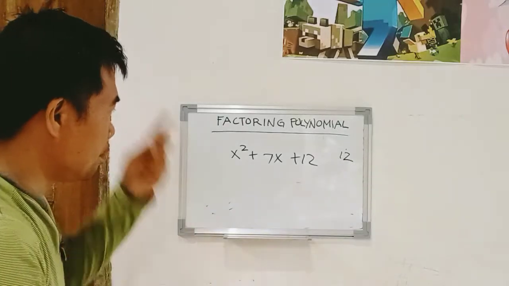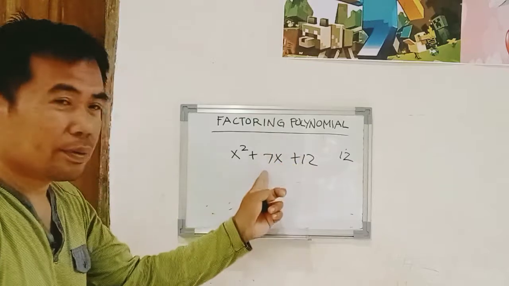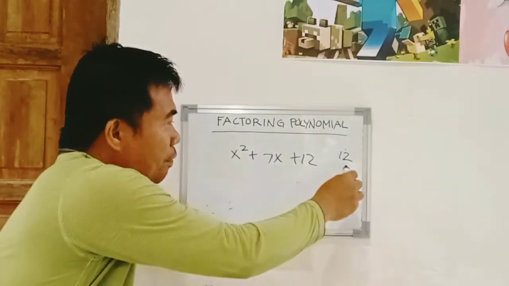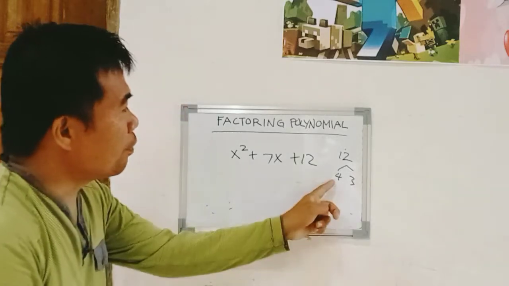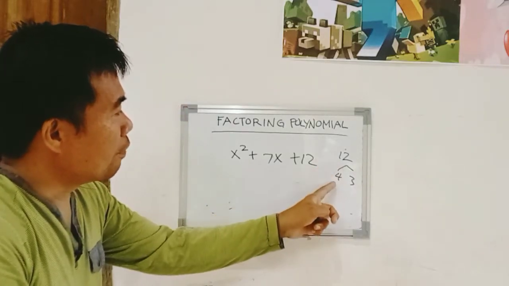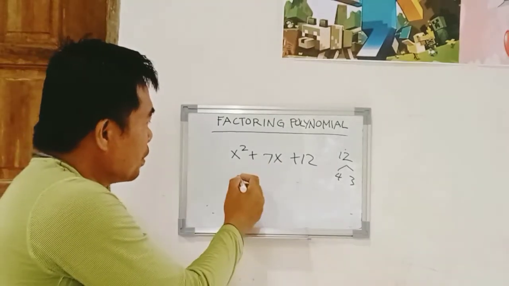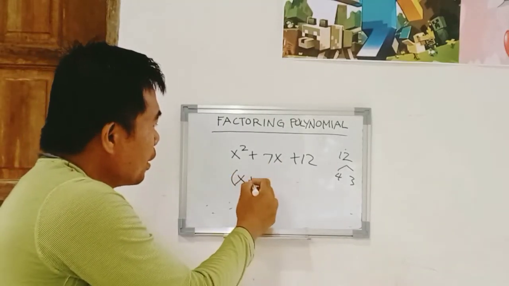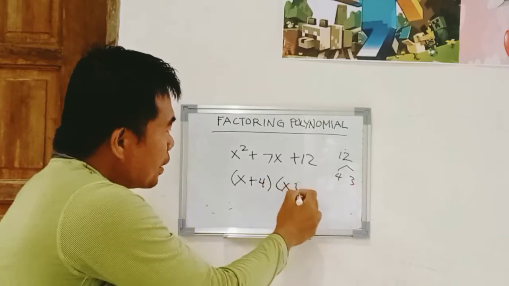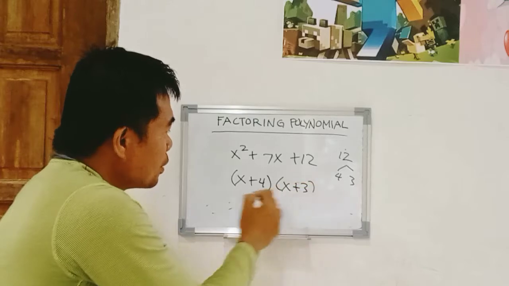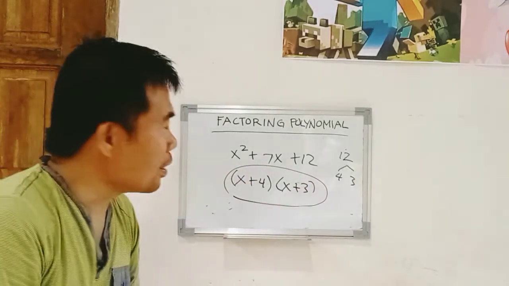So what are the factors of 12 that can result to 7? So factors of 12 are 4 and 3. So 4 times 3 is 12 and 4 plus 3 is 7. So the factors are x plus 4 and x plus 3. So this is the factored form of x squared plus 7x plus 12.